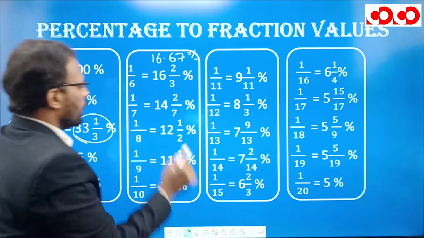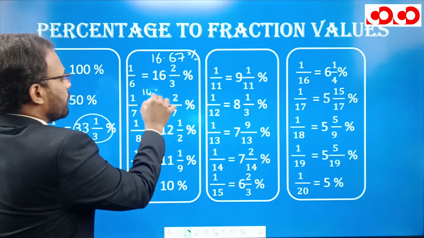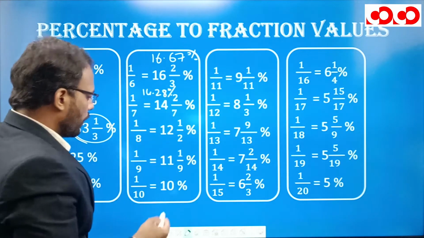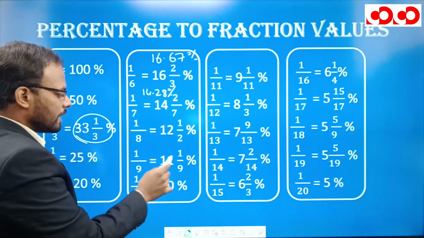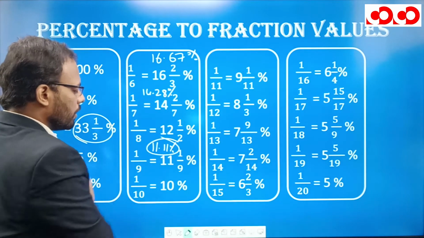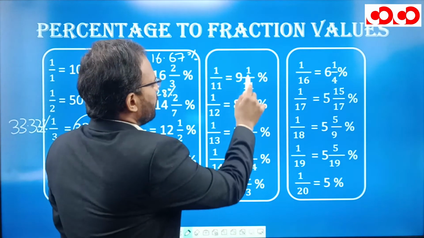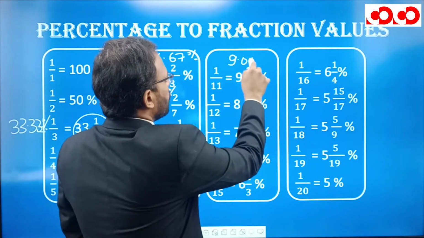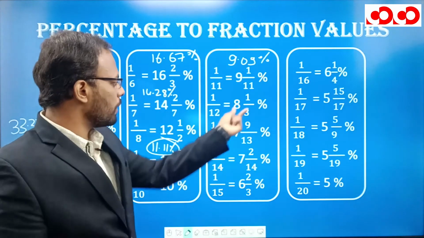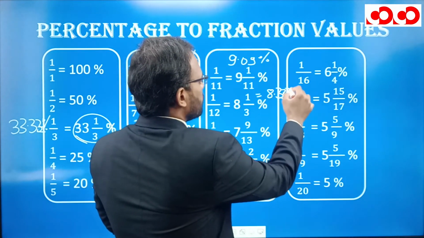This you can also write as 14 2 by 7, or we can write it as 14.28 percentage, right? 1 by 8 is 12 1 by 2, that is 12.5, 1 by 9 is 11 1 by 9, which is 11.11 percentage. 1 by 10 is 10 percentage. 1 by 11 is 9 1 by 11, which is equal to 9.09 percentage approximately, right? 1 by 12 is 8 1 by 3, which is equal to 8.33 percentage.